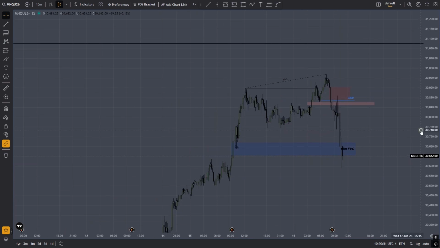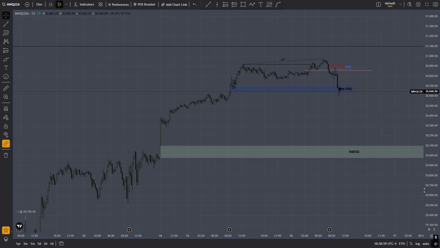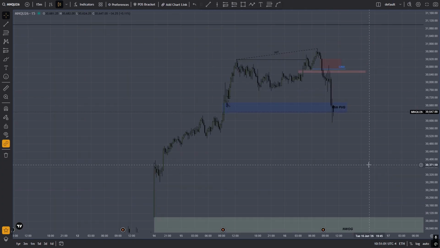I would not be surprised if this sends us lower for the whole week to maybe just re-establish the new week opening gap and fill this price down here. Or if we want to sell off, that's when this would start happening. But overall, this is what I was seeing.